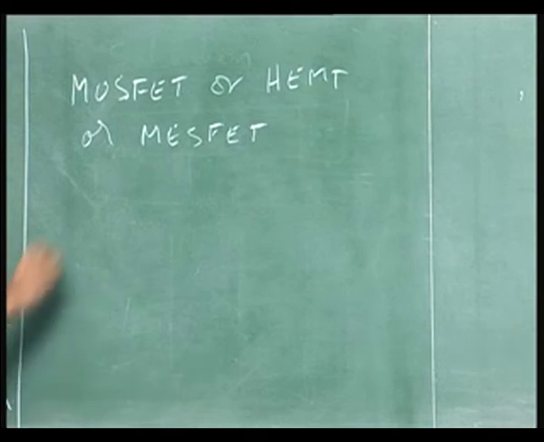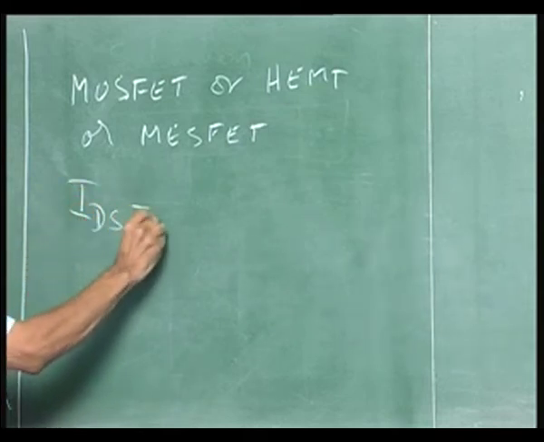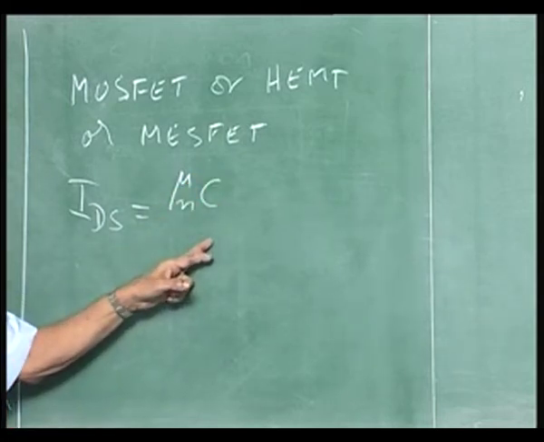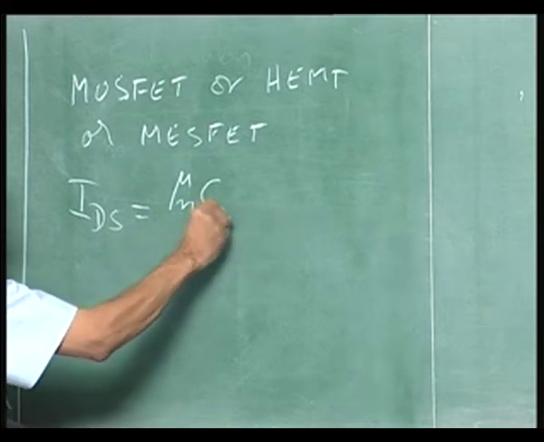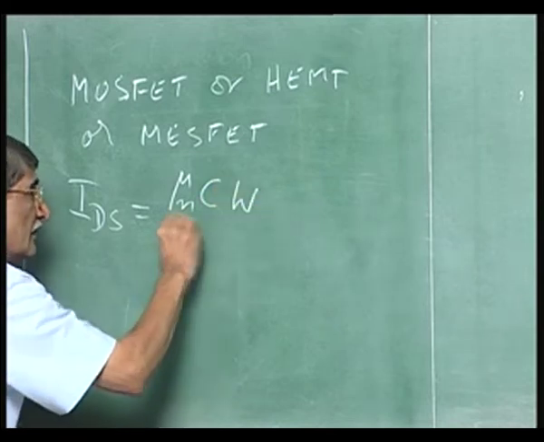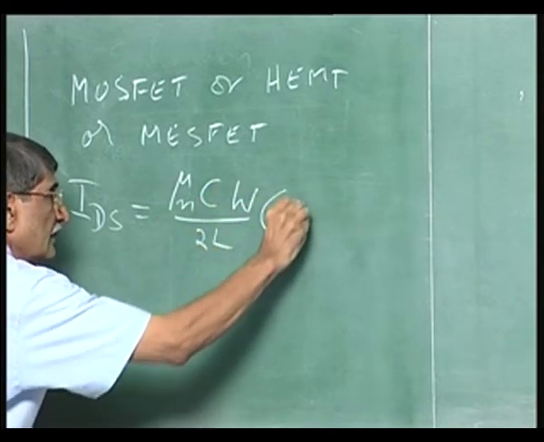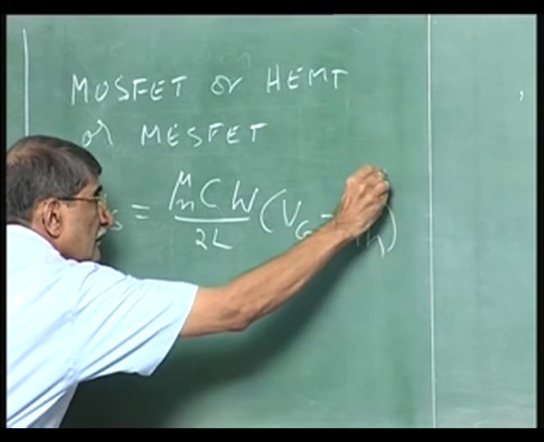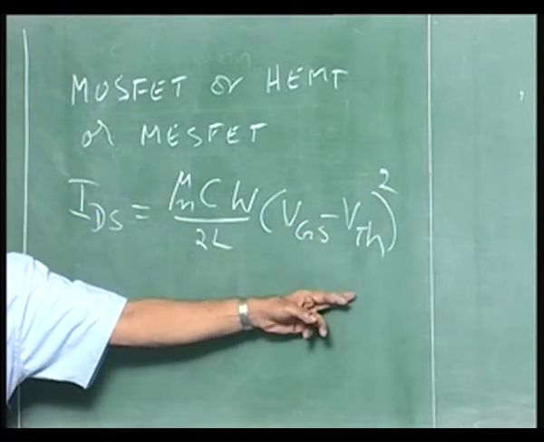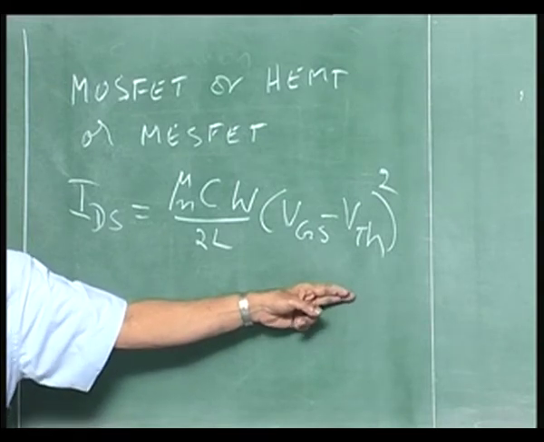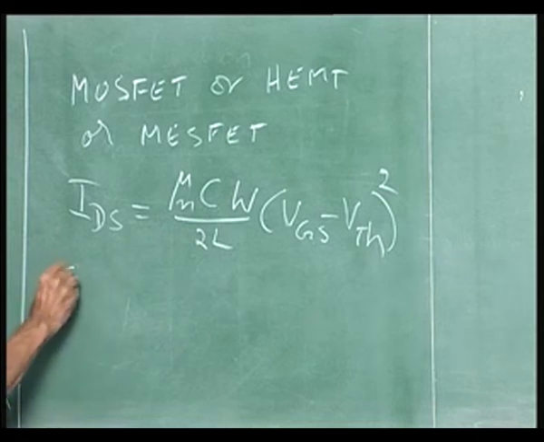All of them have ID equals mu n C. The key C can be C oxide or CS. Let me not put it as that general term: C into W divided by 2L into VGS minus V threshold square. In the case of MOSFET, it is V threshold, MESFET is V threshold, and in the case of HEMT, we call it V off. It is actually the threshold voltage. This C is C oxide or CS.